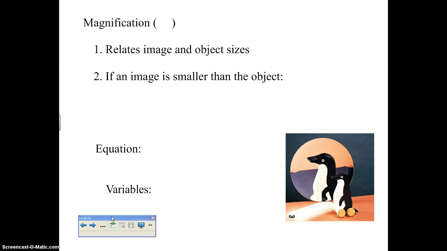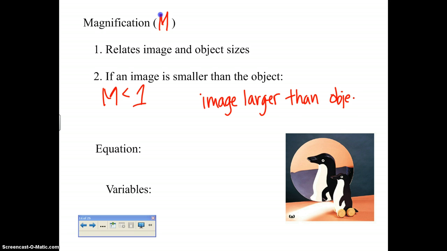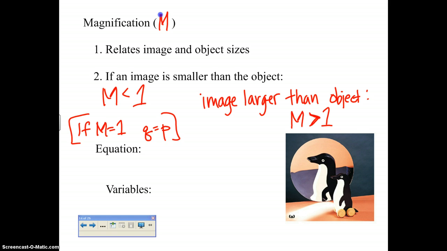Okay, magnification. Magnification is denoted as a capital M, and it's going to relate image to object sizes. And if an image is smaller than the object, then that means that your M is going to be less than 1. If your image is larger, M will be greater than 1. Okay, so if M equals 1, then the image equals the object. They would be the same.